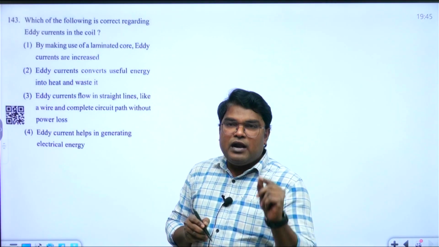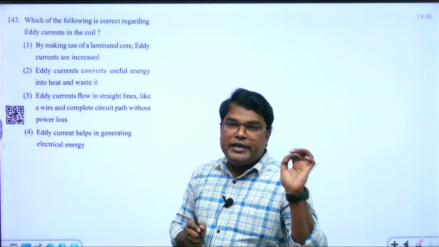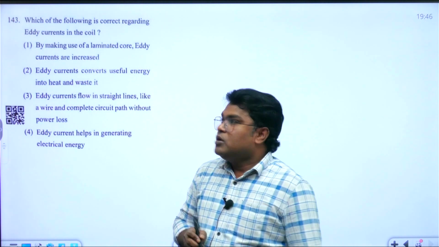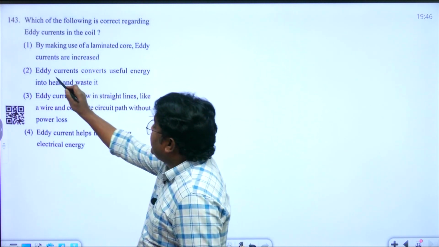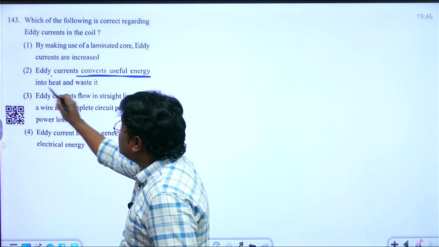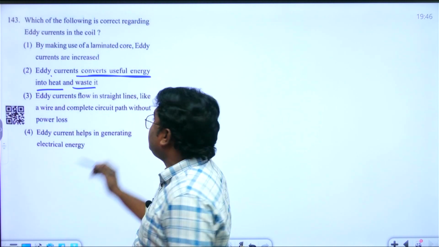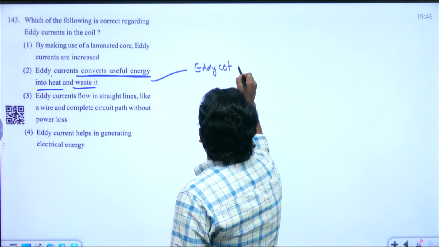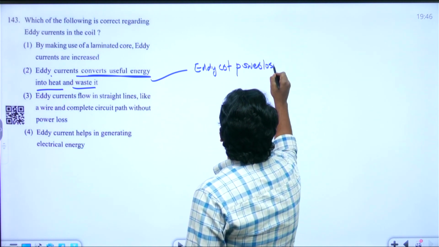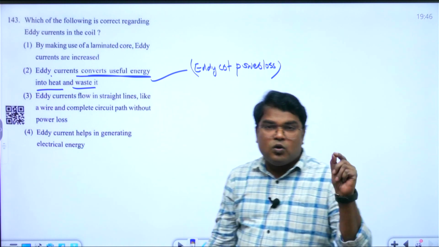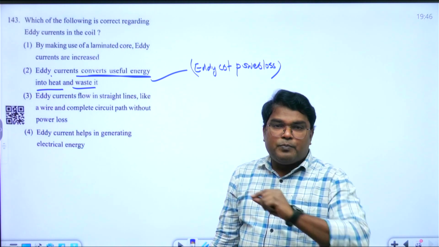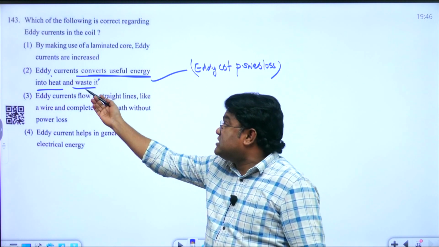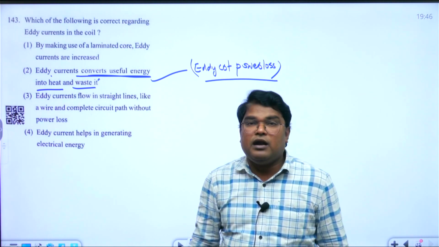Eddy current means power loss in the magnetic core due to temperature rise, because of the finite value of conductivity of the core. So eddy current loss converts useful energy into heat and wastes it. Simply, another name for this is the eddy current power loss. Eddy current means circulating current in the core. This circulating current creates some amount of heat and waste heat. So this is known as eddy current power loss. Got it?